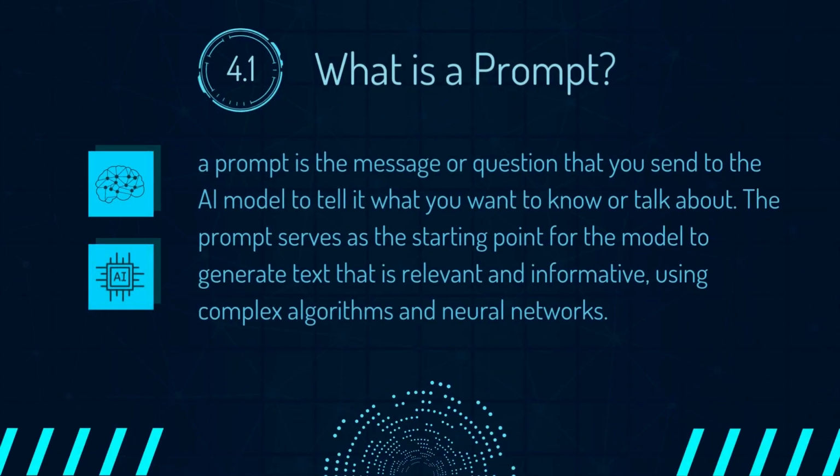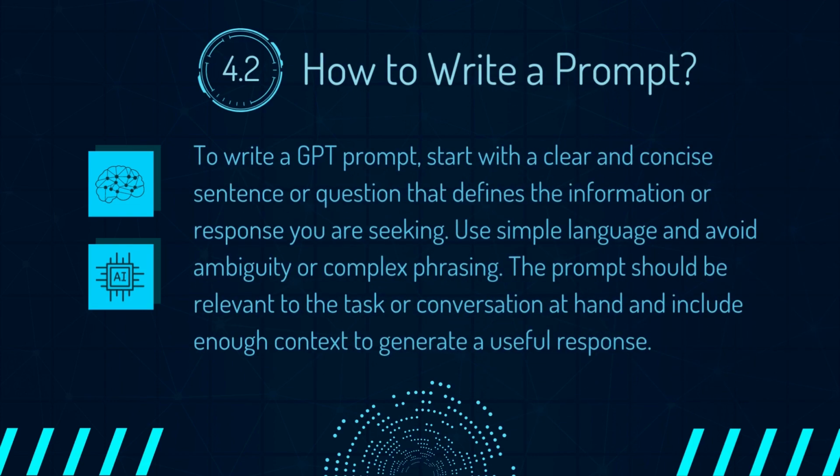A prompt is the message or question that you send to the AI model to tell it what you want to know or talk about. The prompt serves as the starting point for the model to generate text that is relevant and informative, using complex algorithms and neural networks. To write a GPT prompt, start with a clear and concise sentence or question that defines the information or response you are seeking. Use simple language and avoid ambiguity or complex phrasing. The prompt should be relevant to the task or conversation at hand and include enough context to generate a useful response.